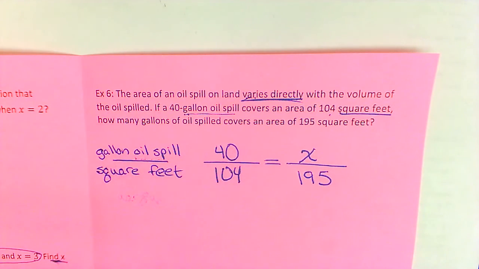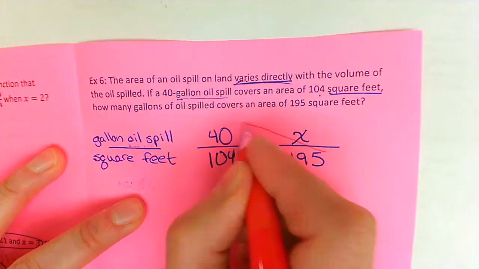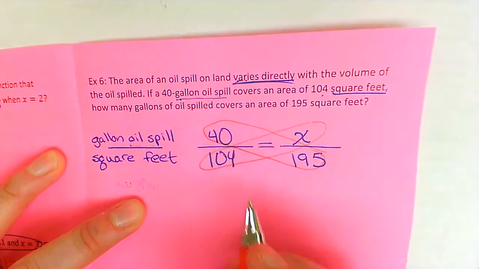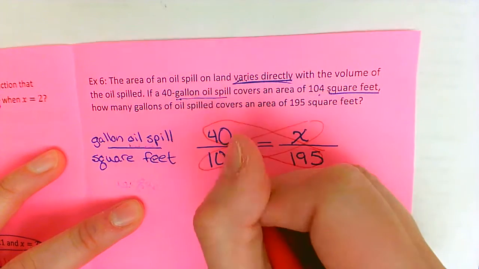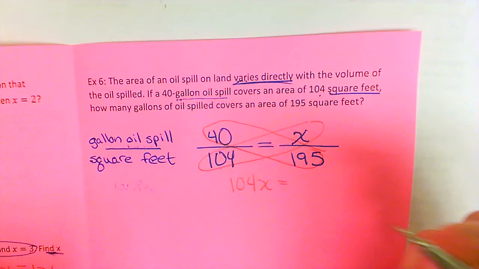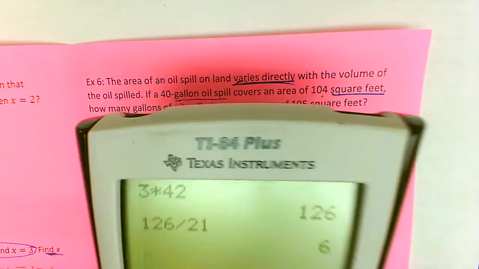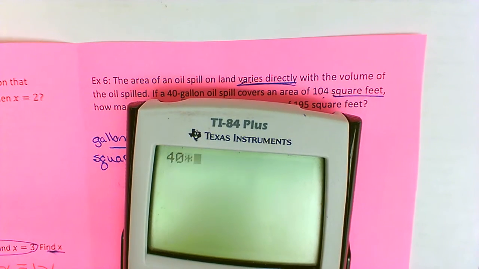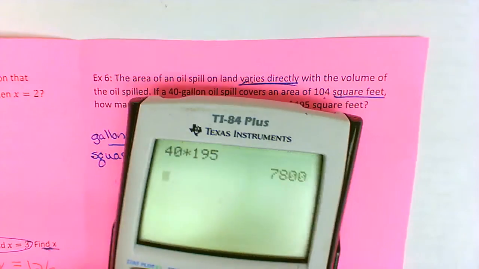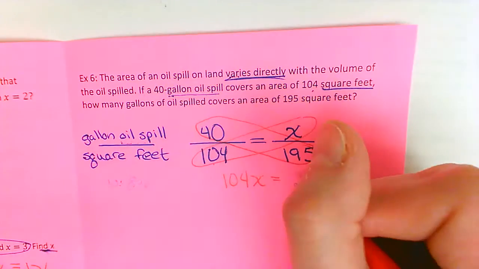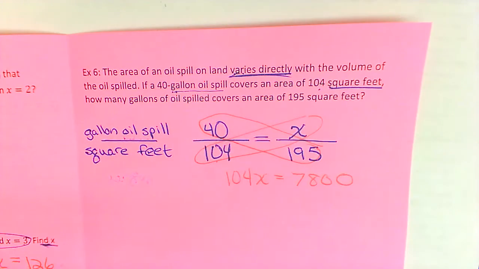Once you've got your proportion problem set up, it is the same thing we've been doing. You're going to cross multiply. So 104 times x is 104x. And then when I do 40 times 195, I'm going to use my calculator. That gives me 7,800. So 7,800.